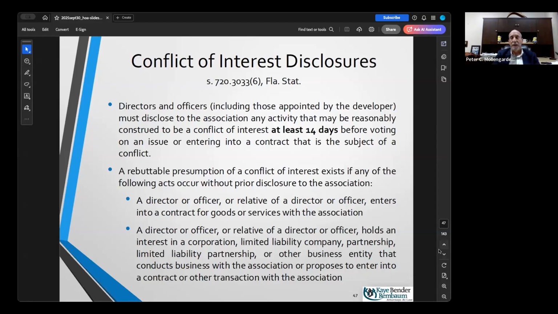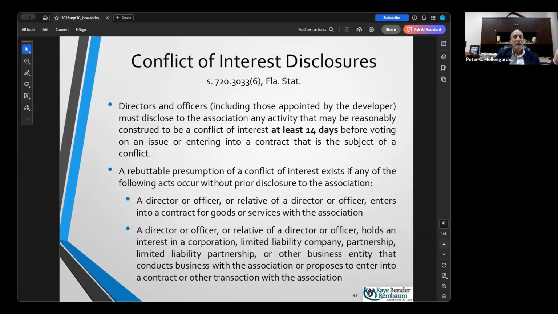Conflict of interests. There's a certain way, and I generally tell my clients to try to avoid these kinds of contracts, but if for whatever reason the association wants to do them, this is the manner to enter into a contract or a transaction in which a director has a conflict.